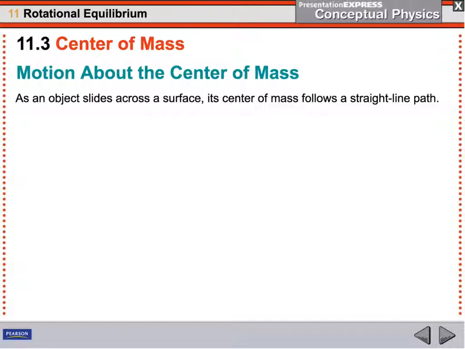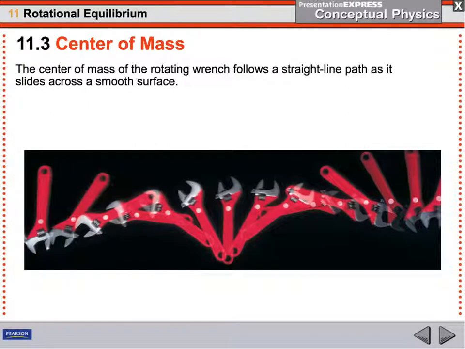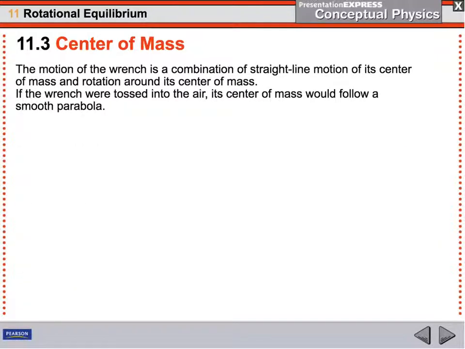As an object slides across a surface, its center of mass follows a straight line path. If you see this wrench being thrown, the center of mass basically stays in one place as it spins around that. The motion of the wrench is a combination of straight line motion of its center of mass and rotation around its center of mass. If the wrench were tossed into the air, its center of mass would follow a smooth parabola.